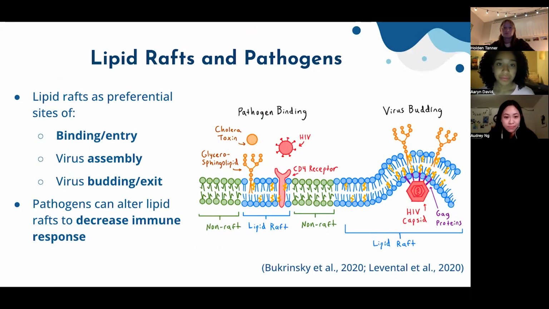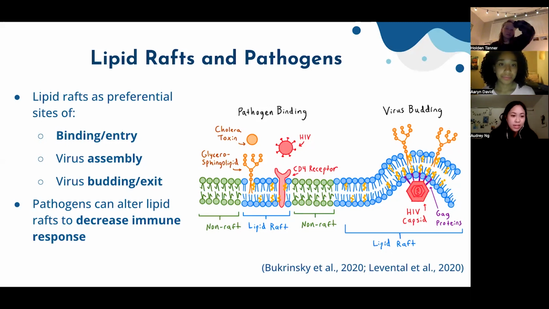And then once a virus enters a cell and starts replicating, it might actually take advantage of lipid rafts as a site of assembly and also a platform to bud and exit from the cell. So as seen in the figure, the HIV capsid actually has these things called GAG proteins that can associate with the lipid raft and induce curvature into the membrane and allow it to bud out of the cell and create its own viral envelope as it exits. Additionally, pathogens can even alter lipid rafts in order to decrease immune responses.